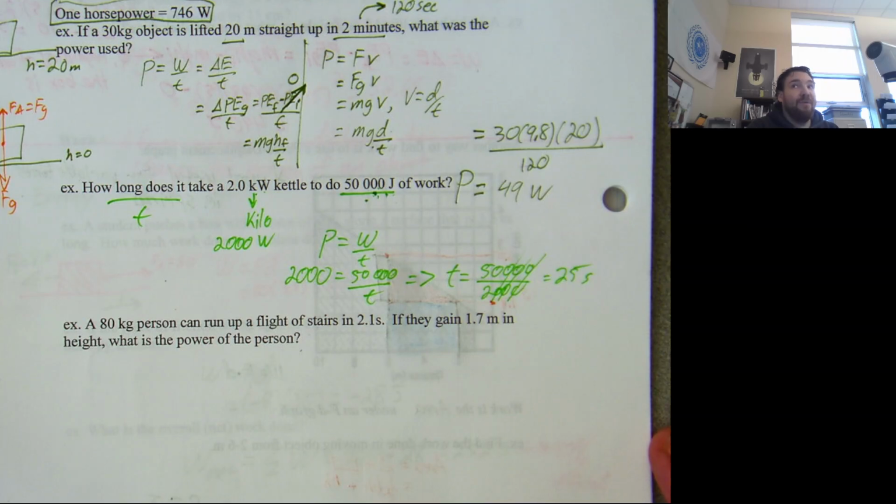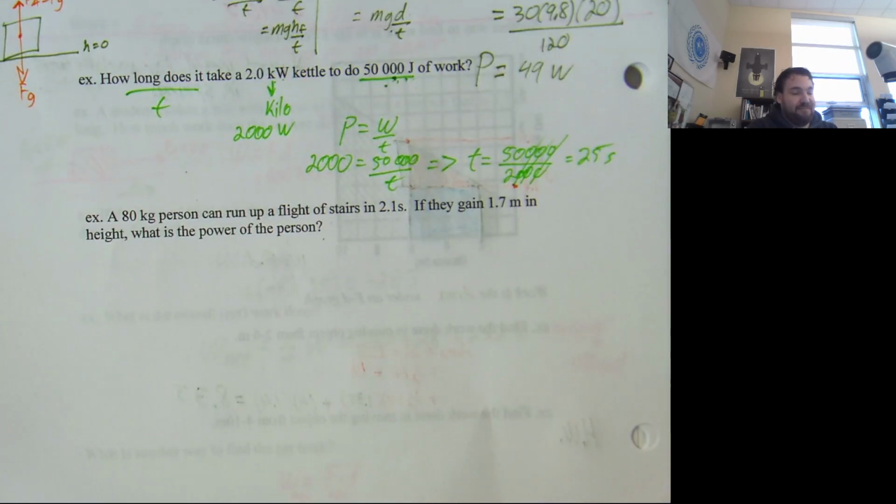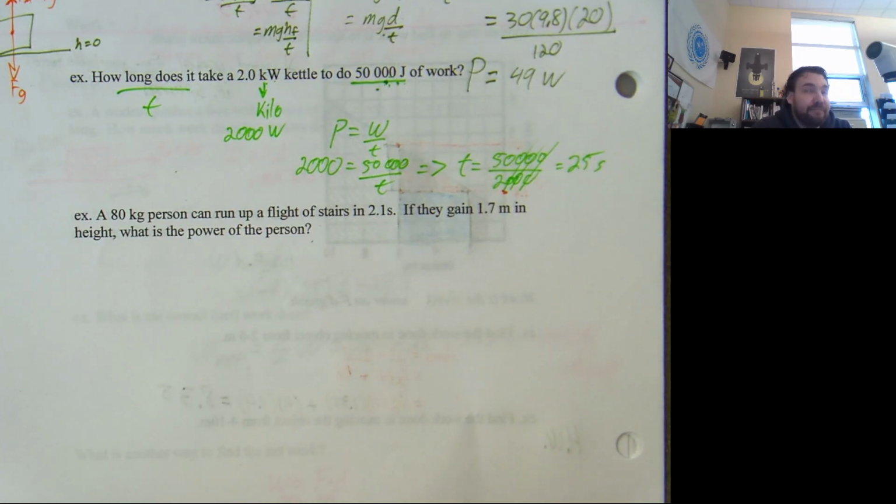Okay, one more example. An 80 kilogram person can run up a flight of stairs in 2.1 seconds. If they gain 1.7 meters in height, what is the power of the person?